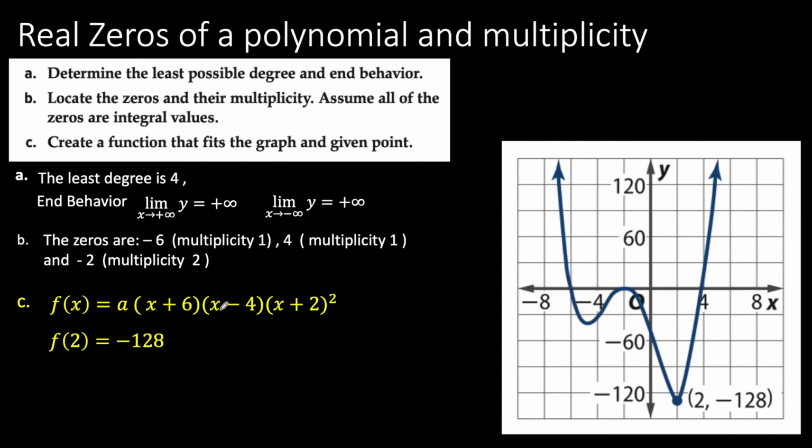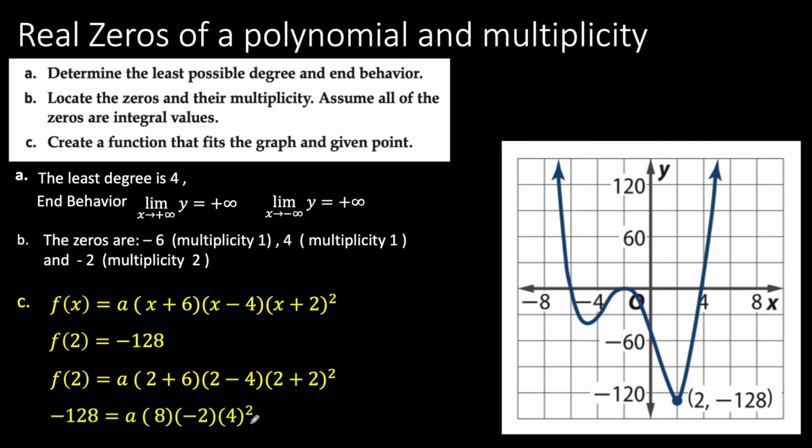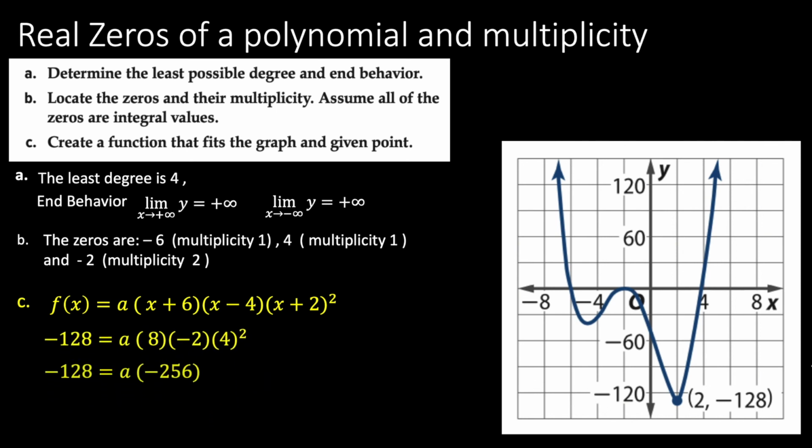You plug 2 everywhere there is an x. So you get your function in this form after substitution. F of 2 equals, just substitute x with 2. It's a simple substitution, and after that you just do a calculation. So 2 plus 6 is 8, 2 minus 4 is negative 2, and 2 plus 2 is 4 with the square. Calculate and simplify, and all this gives you negative 256.